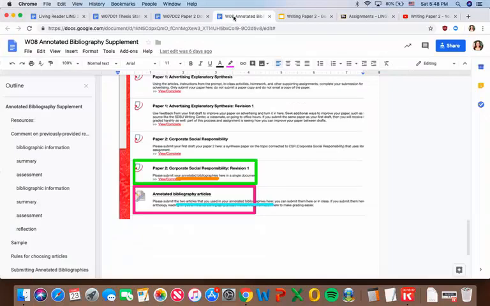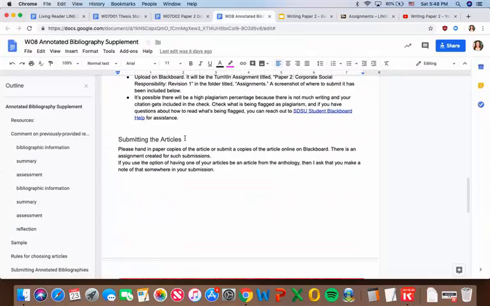And then let's look at the next part. So in addition to submitting your bibliographies, the paragraph or so that you write, you also have to submit your articles. And there's several reasons for this. I can talk to you about that if you're curious, but otherwise I just want to talk about the process for submitting the articles. I'm going to read the text that's written here in the supplement, and it says, please hand in paper copies of the article or submit copies of the article online on Blackboard.